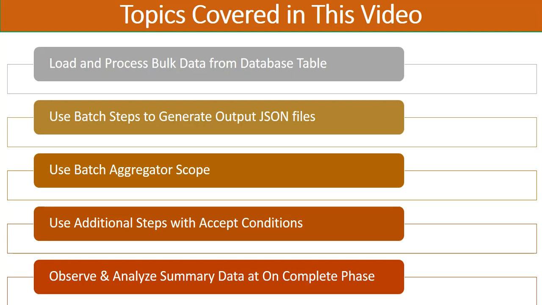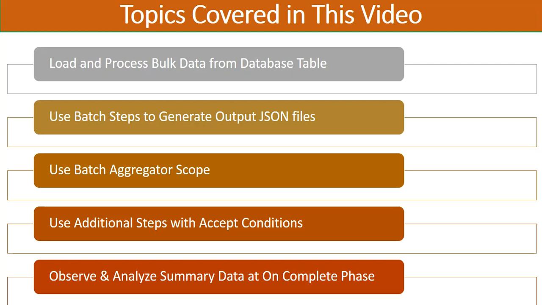database table. Then we will go a little advanced, and we will see how we can use the batch aggregator. In the batch aggregator scope, we will see how we can aggregate a set of data based on our own configuration, and we will be generating another set of files based on our own aggregation criteria. Next we will see how we can have additional batch steps in our batch job, and how we can use accept expressions or accept conditions to have conditional processing of the processors within the second batch step. And last but not least, we will also see how we can observe and analyze the summary data at the on complete phase.